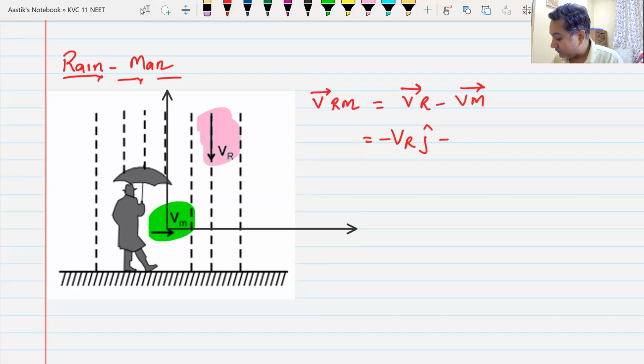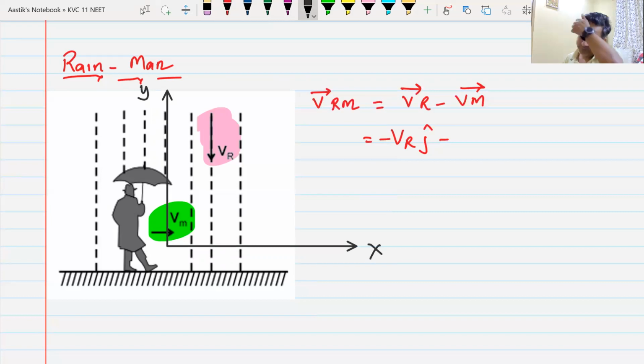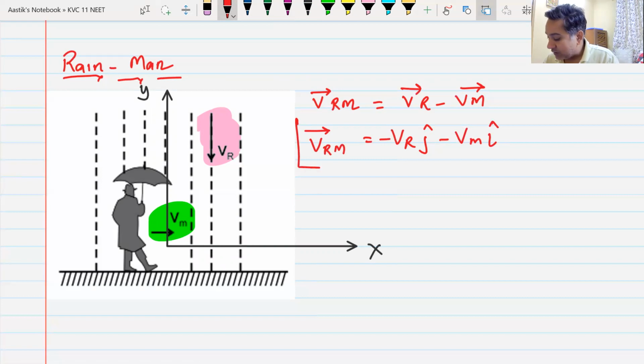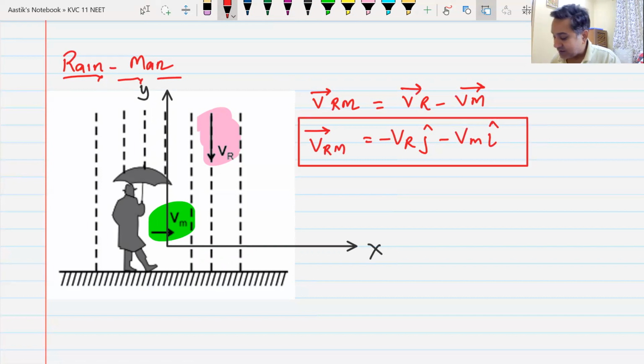Yes or no? This is x and this is y. Rain is downward, so minus j. Man is forward, so plus i, but it will become minus, so it will look like this. This will be the form in vectors. Do we understand this? This will be the answer if you do it in vector form.